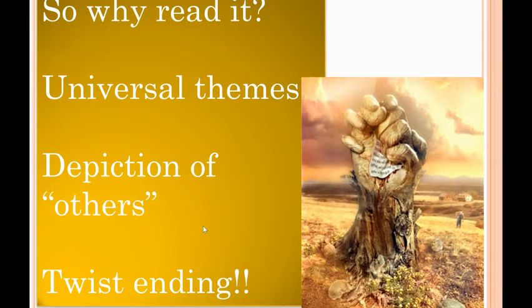So why are we reading it? Well, it has a lot of universal themes, as in those messages that it's good for us to reflect on and learn as we go through society. It has a great depiction of others. So what that means is that, like we saw with the short stories we read at the beginning of this year, the depiction of others is in their perspective, right? People that are treated as outsiders in society for things that they have no control over, or that they shouldn't be treated that way for. And it has a killer twist ending. So it'll really grab you at the ending.